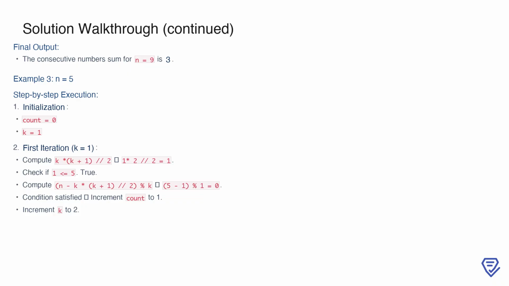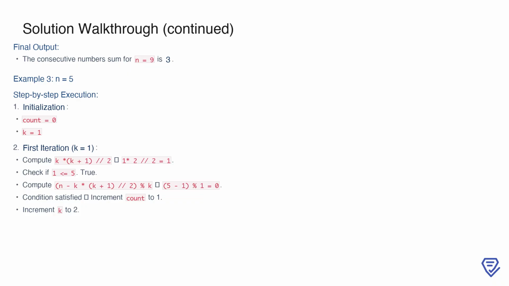Finally, let's analyze one last example where n equals 5. We start by initializing count to 0 and k to 1. For the first iteration, with k equal to 1, the sum of the first k numbers is 1*2/2 equals 1.